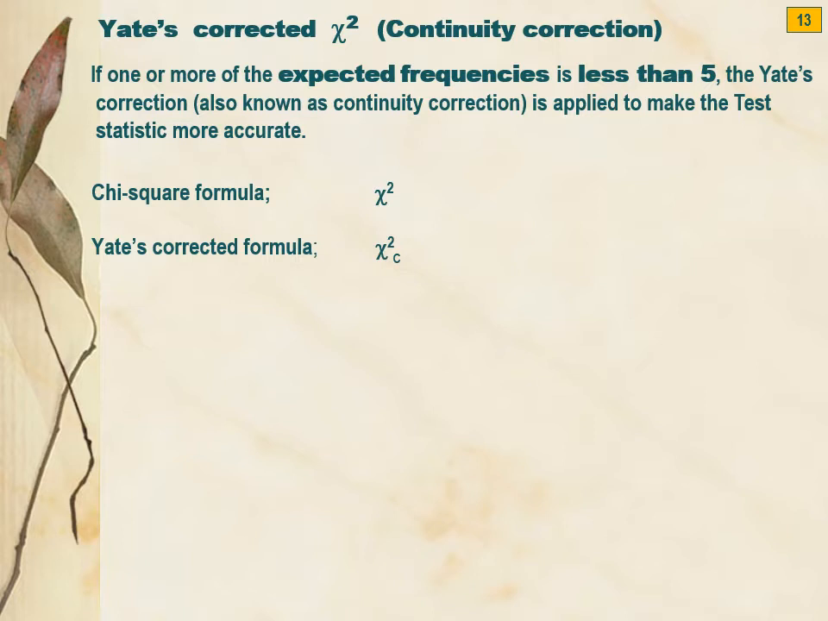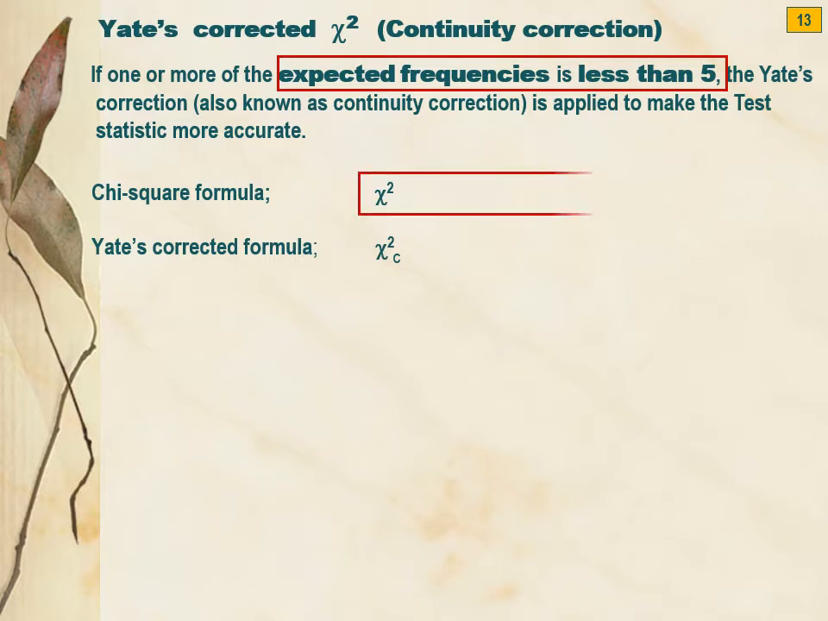In calculating the chi-square, we have seen in the last exercise, for each observed frequency, we calculate the expected frequency. And if any expected frequency is less than 5, then we are supposed to apply the Yates corrected formula. What is the difference between these two formulas? If one or more than 1 is less than 5, then you have to apply the Yates corrected formula. The chi-square formula is observed minus expected squared over expected value, and we solve one problem here.